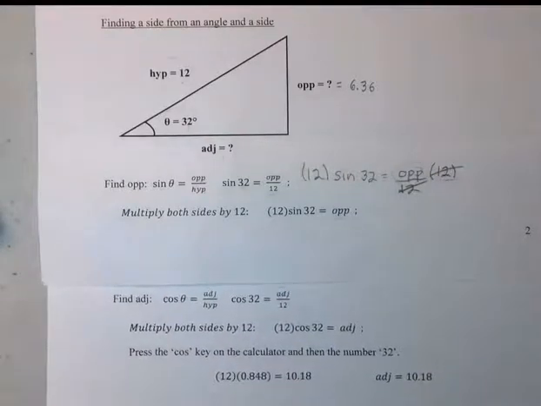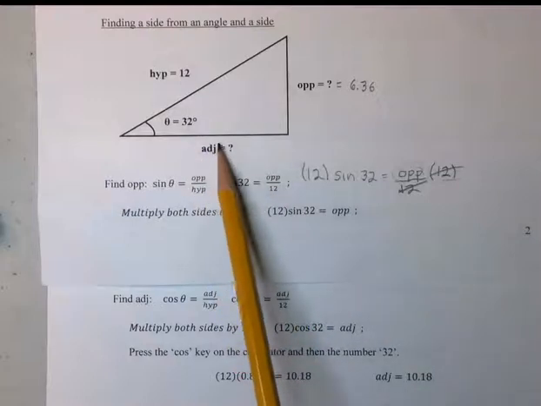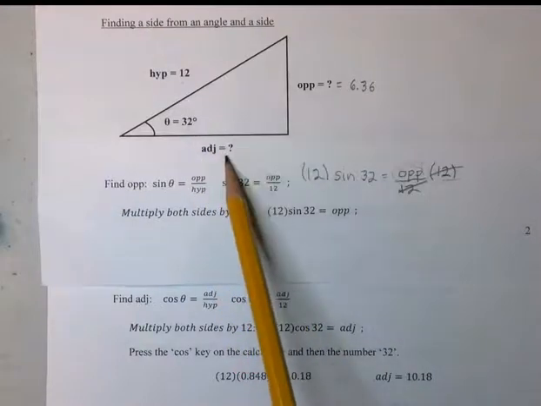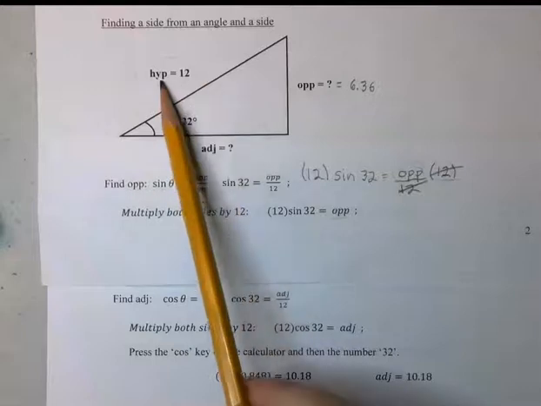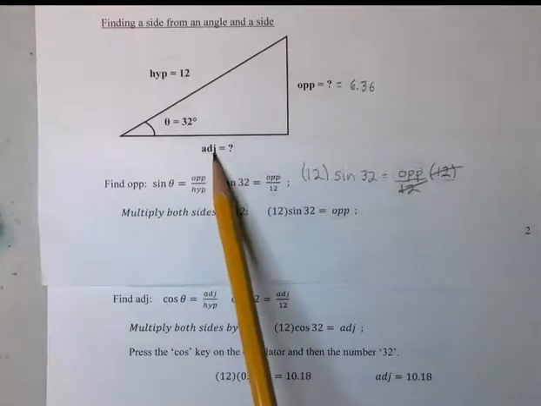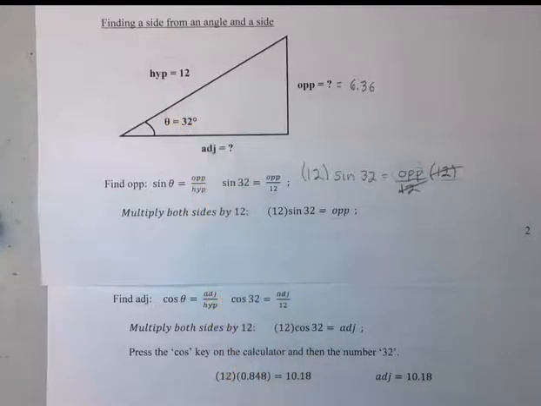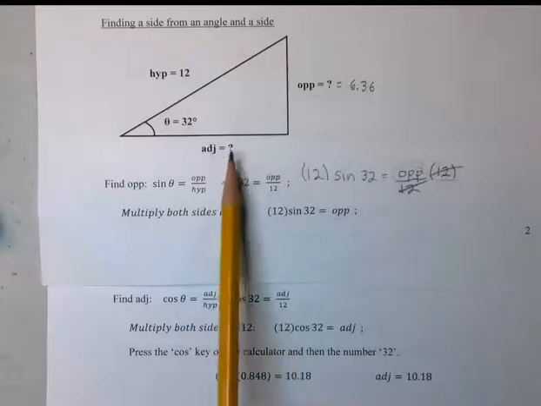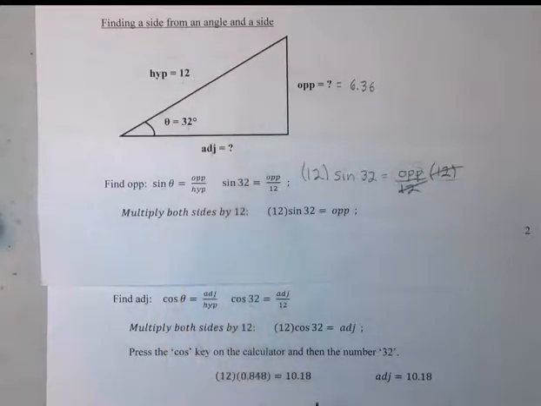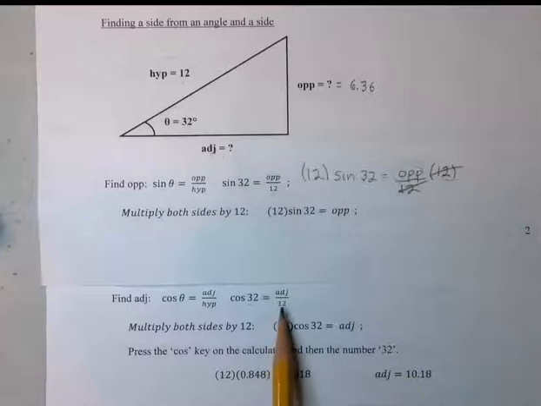To find the adjacent: adjacent over hypotenuse is the cosine. That's the definition of cosine. It's the adjacent over the hypotenuse. So if we come down here, cosine of theta equals adjacent over hypotenuse. So cosine of 32, that's our angle, is the unknown adjacent over 12. So now it's very similar to the last problem. We multiply both sides by 12.